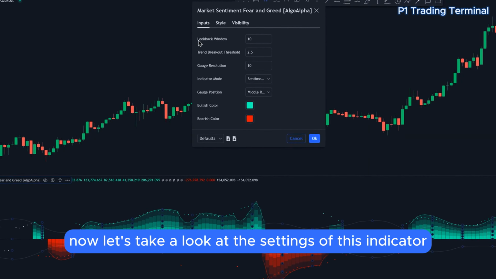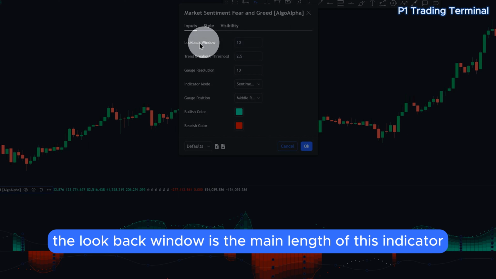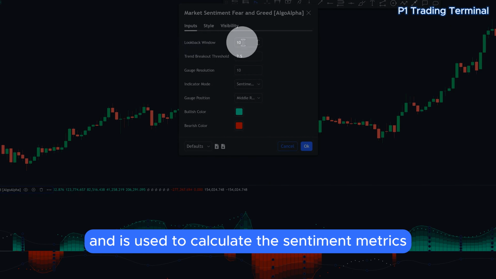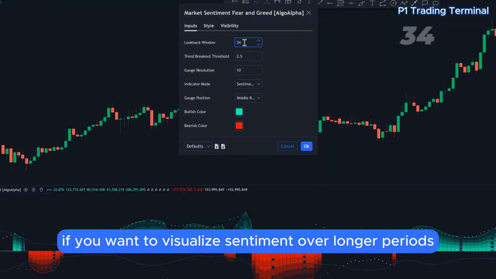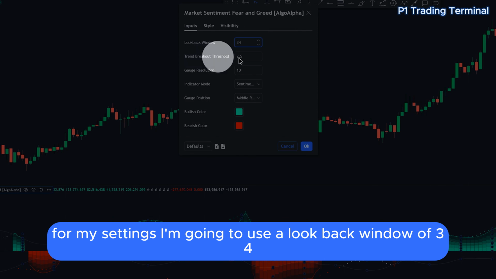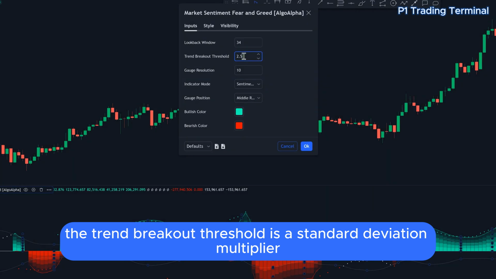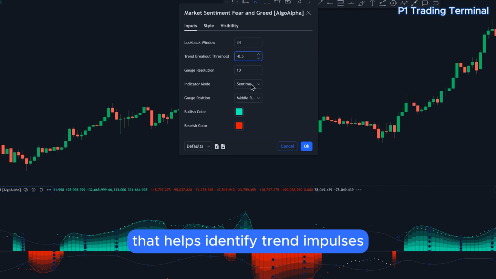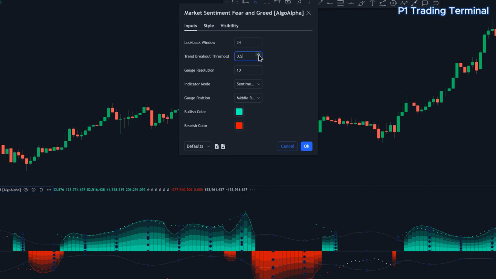Now, let's take a look at the settings of this indicator and see how customizable it can be. The look back window is the main length of this indicator and is used to calculate the sentiment metrics. If you want to visualize sentiment over longer periods, you can increase this number. For my settings, I'm going to use a look back window of 34. The trend breakout threshold is a standard deviation multiplier that helps identify trend impulses. A smaller value gives faster signals, but with more noise. To maintain a balance of both, I'm going to stick with the default setting.